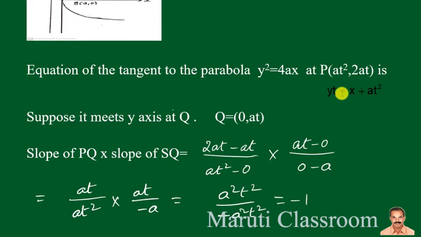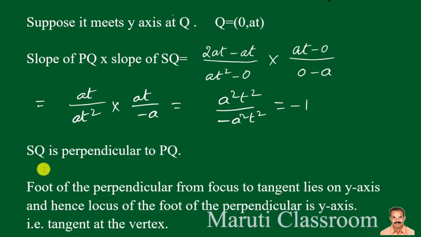If we know 2 points on a line, the slope is (y2 minus y1) by (x2 minus x1). So the slope of PQ is (2at minus at) by (at squared minus 0). For the slope of SQ, S is (a, 0), so (at minus 0) by (0 minus a). The first is at by at squared, and the second is at by minus a. So the numerator is a squared t squared, the denominator is minus a squared t squared, so the product is minus 1. Therefore we got that SQ is perpendicular to PQ.